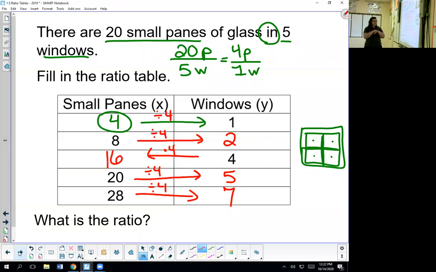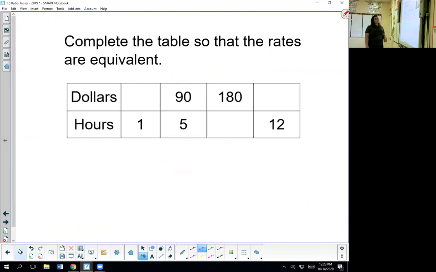So what is the ratio? The ratio is 4 to 1, or 4 over 1. And how could I explain the meaning of my ratio? For every 4 small panes, it makes 1 window. Okay. All right, here's another way to show it. It's just now not across, it's now looking at this. This is called a ratio table, or you can call it whatever you want.